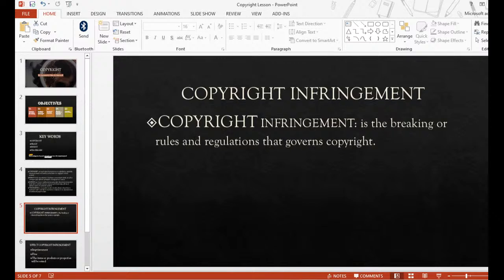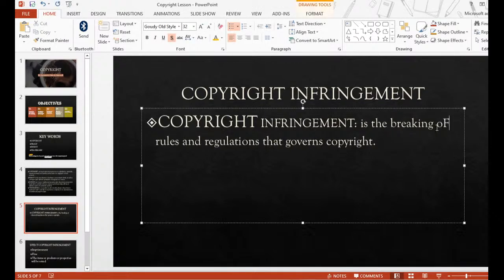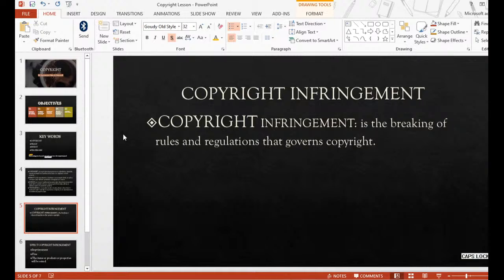Copyright infringement. To infringe just means to break something, okay? Breaking some standard of protocols or some standard of principles. So here, when we are talking about copyright infringement, it's just breaking the rules and regulations that govern copyright. Is it clear? So when you find someone doing something that breaks copyright, that action or behavior, we usually refer to it as copyright infringement. Breaking the rules and regulations that govern copyright is what we call copyright infringement.